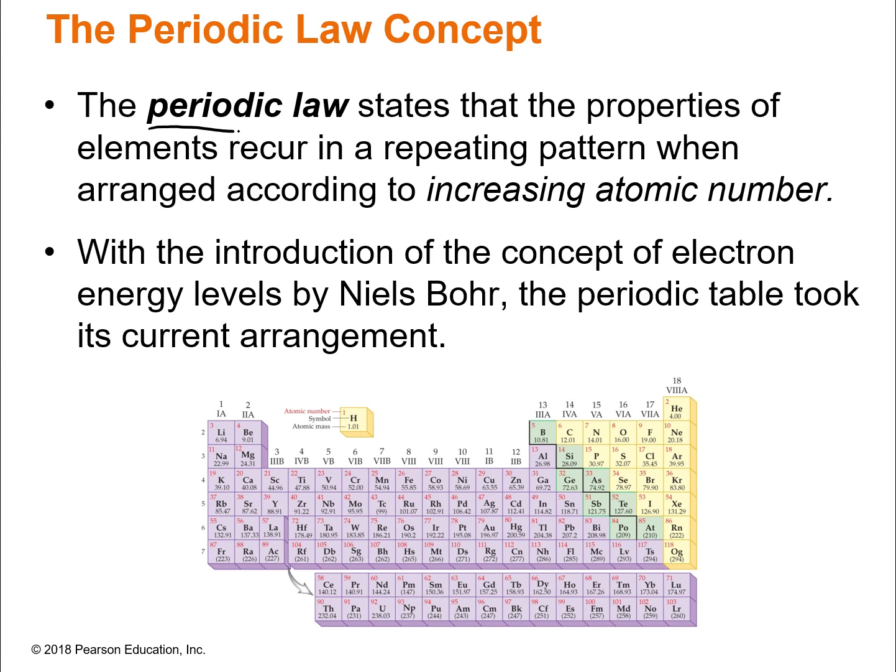So you will need to know the periodic law. And that just says that the properties of elements recur in a repeating pattern when they're arranged according to increasing atomic number. You combine that along with the energy levels from Niels Bohr, and you get the current periodic table.